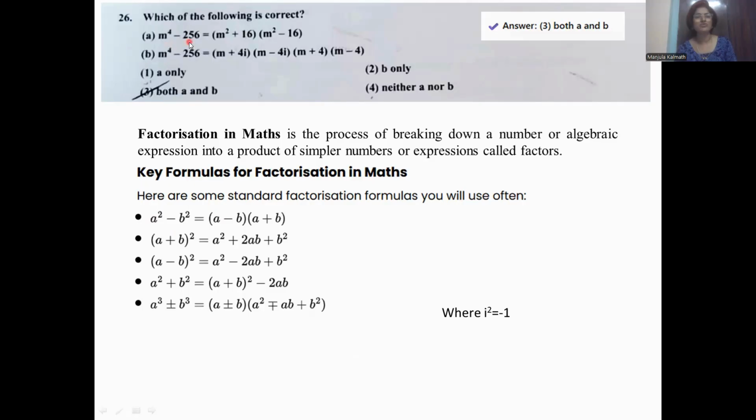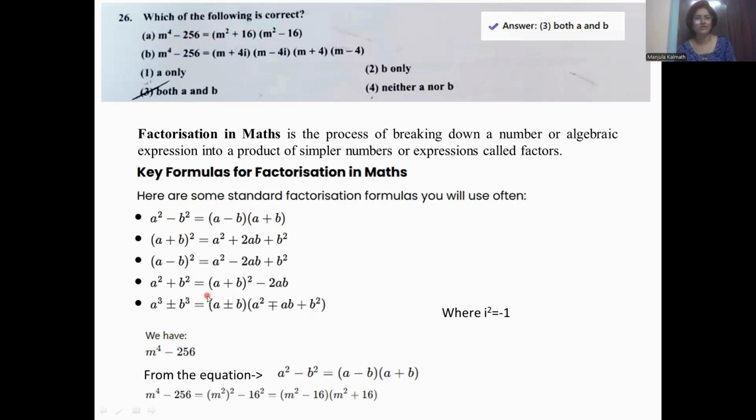m raised to 4 minus 256 can be written as m square whole square minus 16 square. That is, m square is a and 16 is b, so we have a minus b into a plus b, which is m square plus 16 into m square minus 16. So the first equation is correct: m raised to 4 minus 256 equals m square minus 16 into m square plus 16.